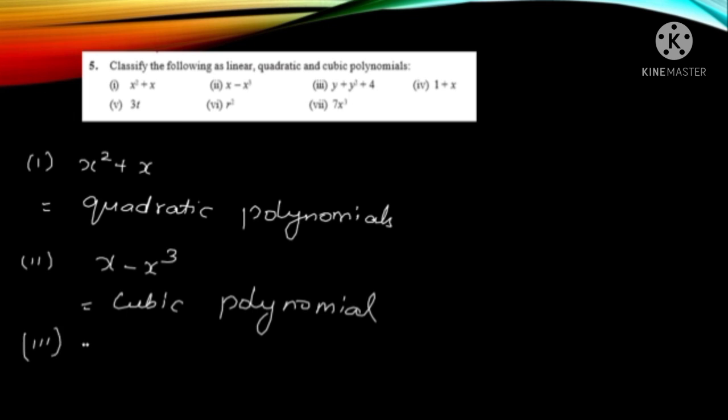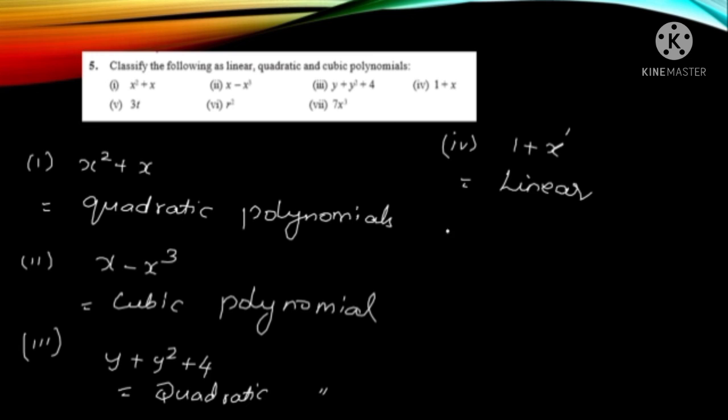Next, third one, y plus y square plus 4, quadratic polynomial. The next, fourth subdivision, 1 plus x. Here the highest degree is 1. So it is linear. Fifth one, 3t. Here the highest degree is 1. So this is linear.